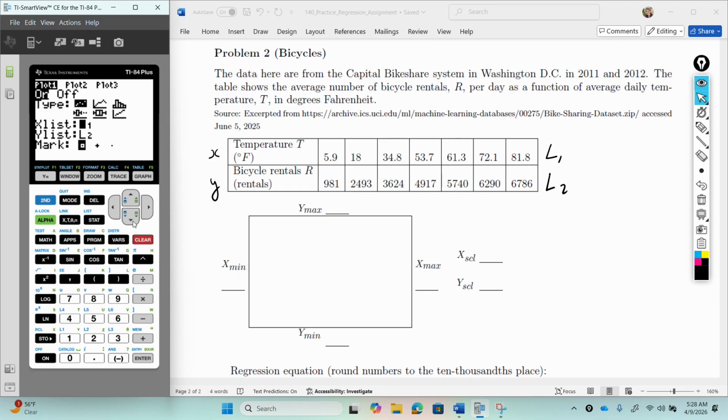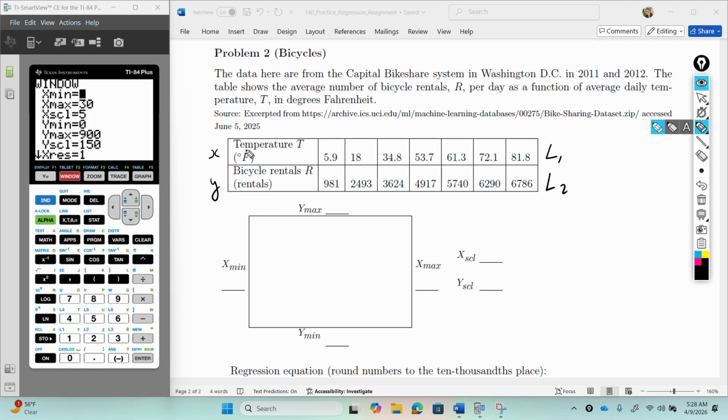I want to get out of that. So let me press down, and then if I just click on window. Okay, so let me do that again. Second y equals, and the plots are on, and then I just scroll all the way down here, and then I click on window. Now, these values are from a previous problem, from problem 1. I'm going to get new values for this problem.